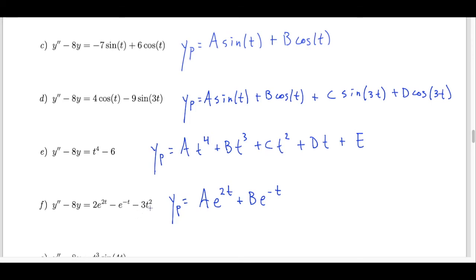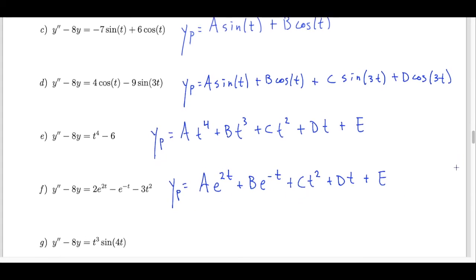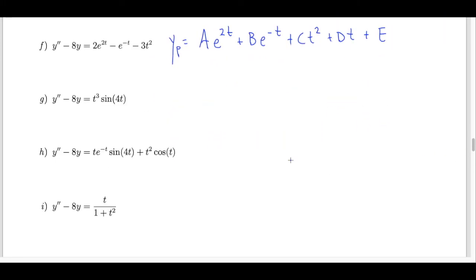And then in addition, I have a quadratic, so I'll also have to introduce a general quadratic in my y sub p. So that just reiterates the property that if I have a sum of terms in my g of t, then I just add or sum the corresponding terms in y sub p. Just a couple more parts to continue reiterating this process. Here in part G, I have a product. The presence of this cubic indicates that I need to include a general cubic.